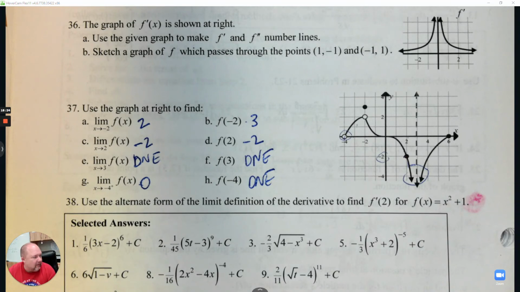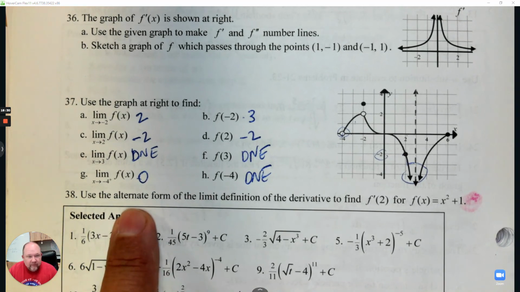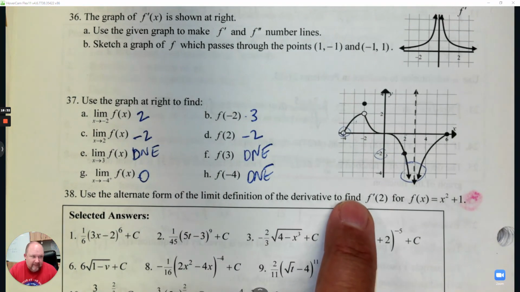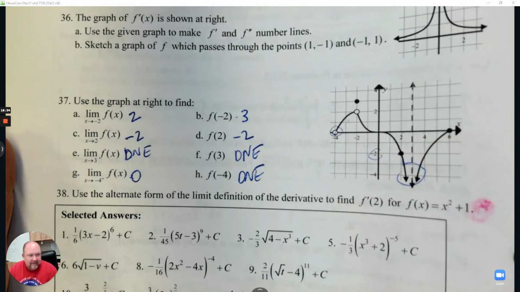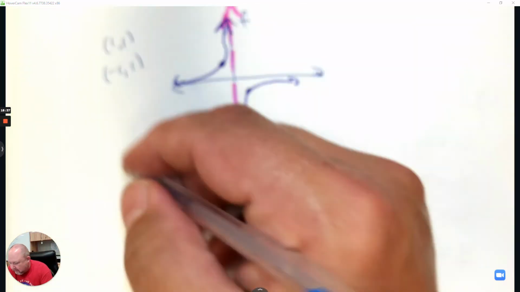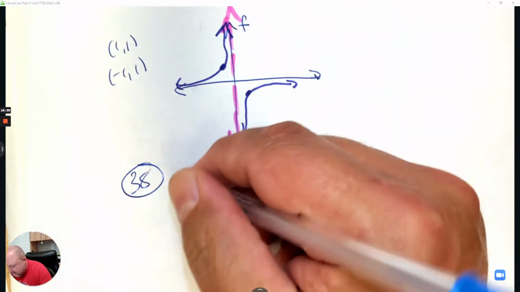All right, the last one. Last one is use the alternate form of a limit definition to find this. That was like 100 years ago. So let's do that together. It's okay that you forgot. That's what we need to practice. So let's do it together.